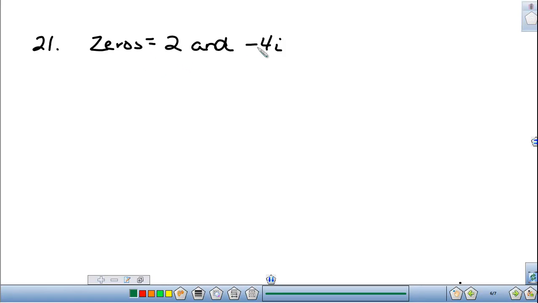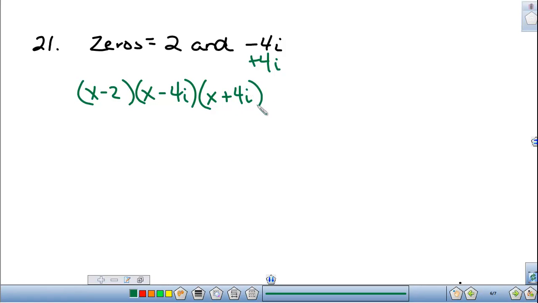Again, we have an imaginary root, so we know that its conjugate is also a root. So putting that back in factored form, I'm going to have x minus 2, x minus 4i, and x plus 4i, as a result of that minus negative. That makes that a plus 4i. And again, I'm going to start with these latter two because they're conjugates of each other. And we know that the pattern a minus b times a plus b is a squared minus b squared. So I'm just going to put that x minus 2 out there in the front.